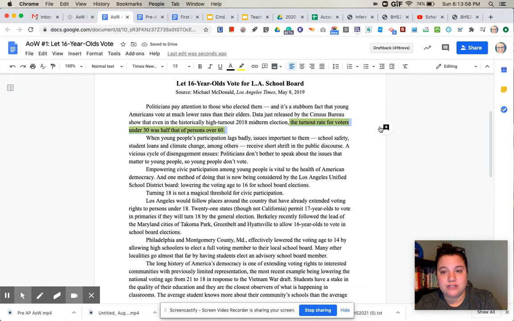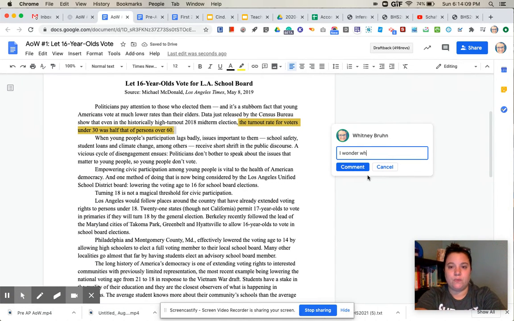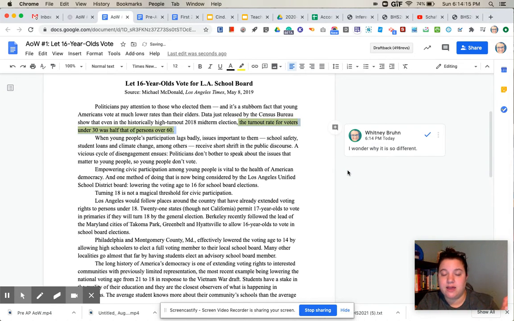When you select some text, you'll see this kind of box or circle pop up over here. That's how you add a comment. So I'm going to add a comment that says, I wonder why it is so different. Again, you're just making it clear to me that you're thinking about the article, that you have questions.